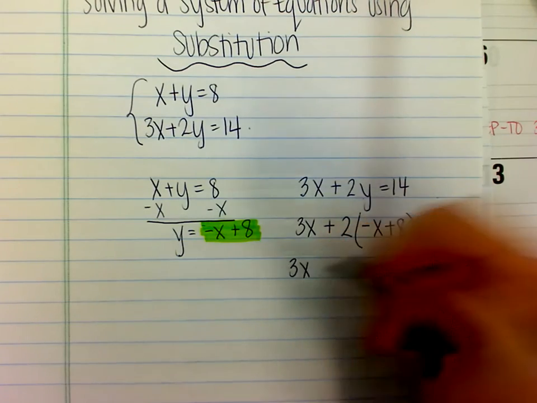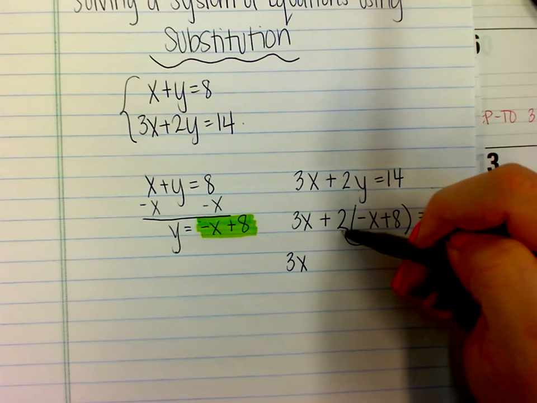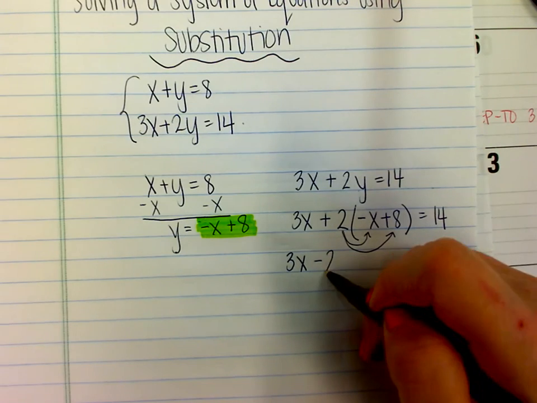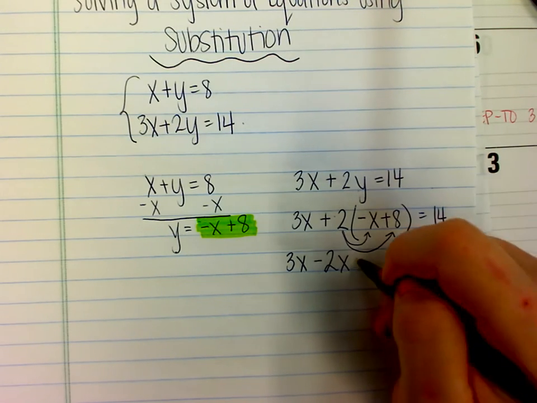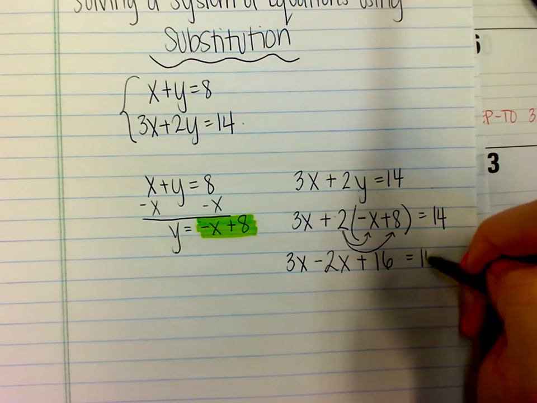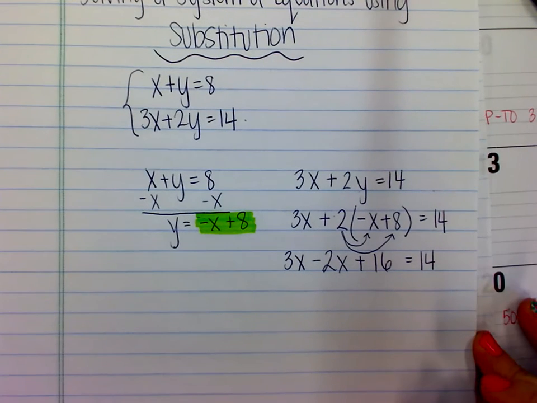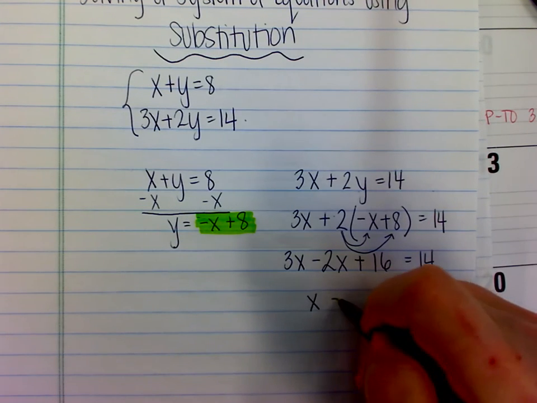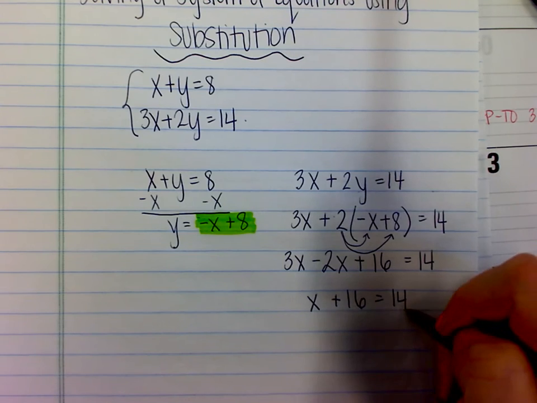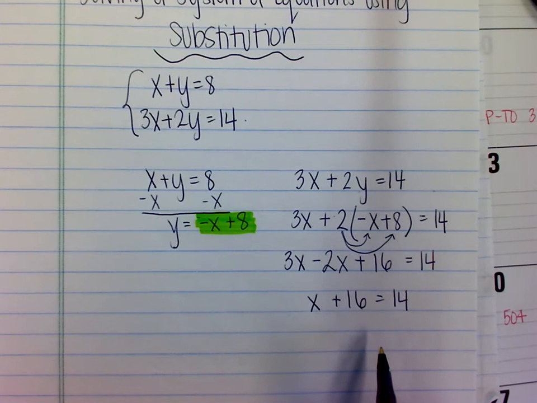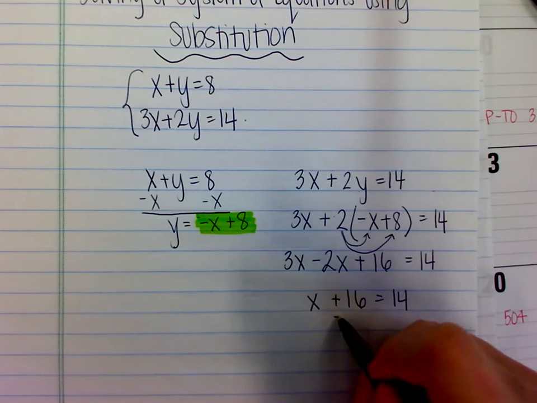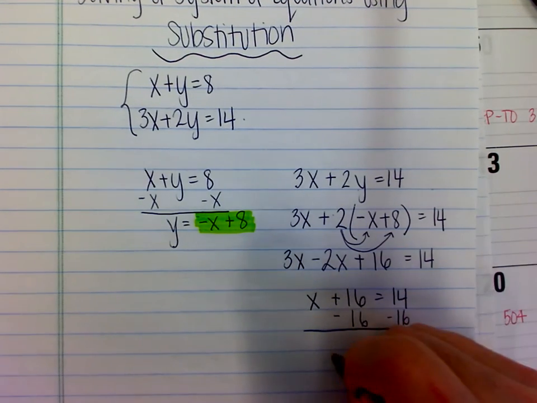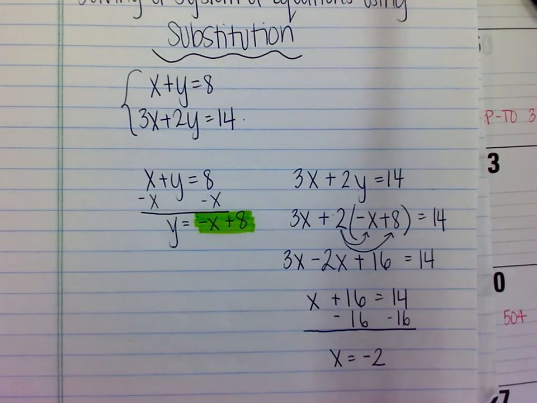Now I'm going to use my distributive property. And I'm going to get 2 times negative x is negative 2x. 2 times 8 is 16, and that equals 14. 3x minus 2x is 1x plus 16 equals 14. I'm going to subtract 16 from both sides, and x is going to equal negative 2.